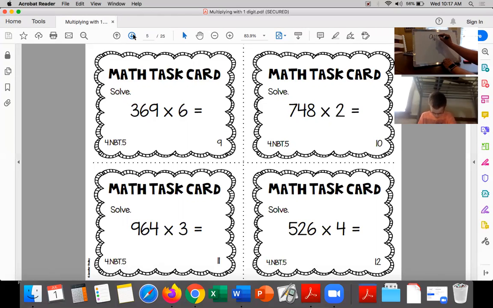Let's do another one. 964 times 3. Go. Done. All right, what'd you get? 3,892. Let's check. 3 times 4 is 12. I'm going to bring down my 2, carry my 1. 3 times 6 is 18 plus 1 is 19. Bring down my 9, carry my 1. 3 times 9 is 27 plus 1 is 28.